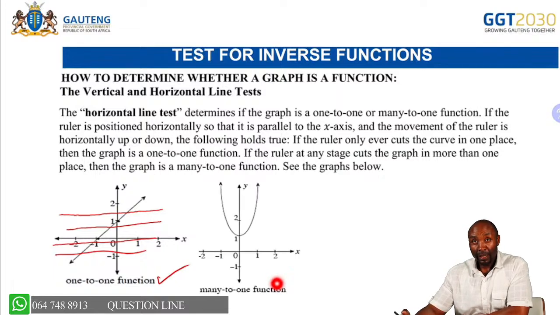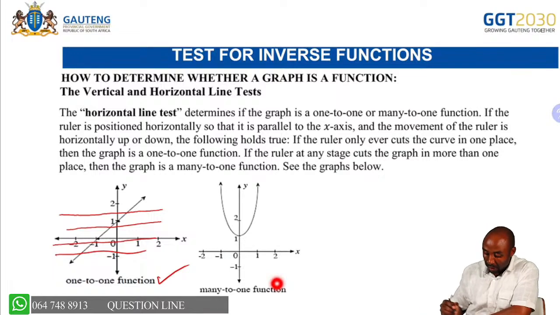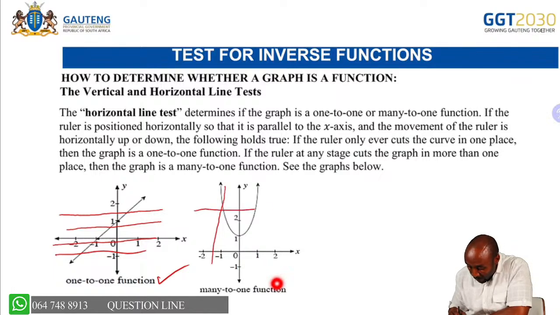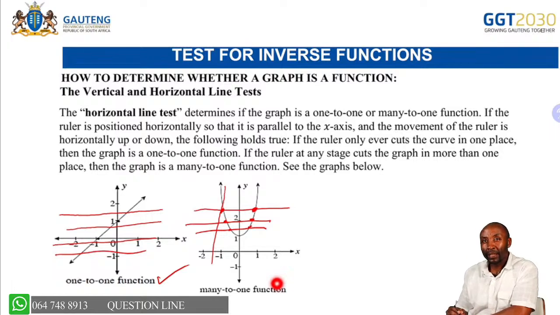We have another parabola there. You are able to see that this will pass the vertical line test because the ruler will only intersect the graph at only 1 point. It is a function. But if you do the horizontal line test, you are able to see that at any given time, the line is intersecting at two different points. Hence, this is not a one-to-one function. It is a function which is a many-to-one function.